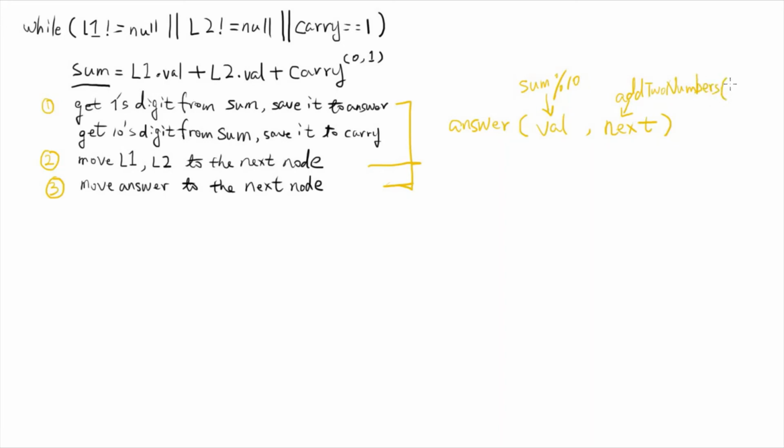We're going to pass L1.next and L2.next. So here is our step 1. And here is step number 2. And from here to here is step number 3, which links the answer to the next node. And when we call add two numbers recursively, that's equivalent to the while loop.